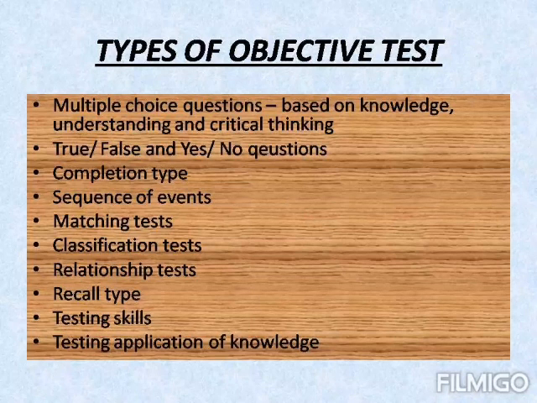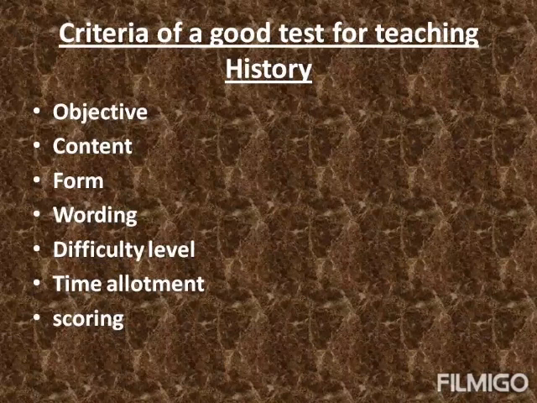The next type of test is testing application of knowledge. For example, what does India need to learn from the people of America? So these are different types of tests, that is objective tests. Now come to how we can design a good test in history, or criteria. What are the criteria of a good test?